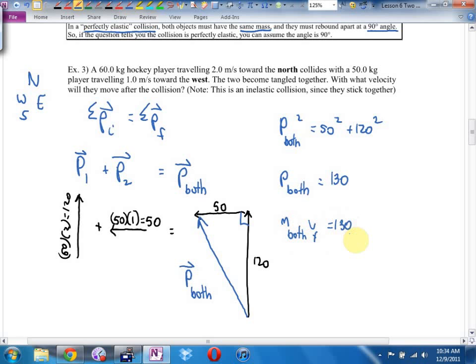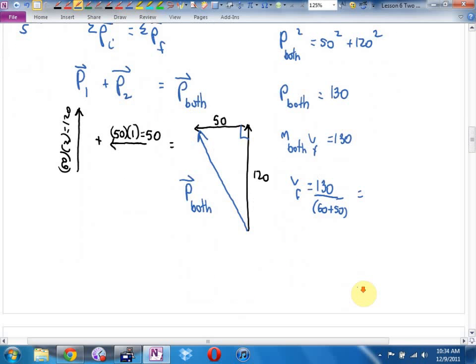Okay. V final is going to be 130 divided by 60 plus 50. What's the final velocity that they move off together at? Connor, what'd you get? Oh, never mind. I thought you were typing. Sorry. You could be if you wanted to. John, what'd you get? I can't hear you. 1.18 meters per second.